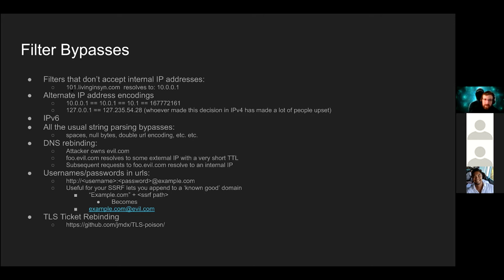If you do an NS lookup on 101.livingandsin.com, it resolves to the internal IP address 10.0.0.1. There's also all kinds of alternate IP address encodings, and it's a nightmare for sanitization. So the IP 10.0.0.1 is exactly equivalent to 10.0.1, which is also equal to 10.1. 10.1 is a valid IP address format, which is also equal to the decimal representation of this.